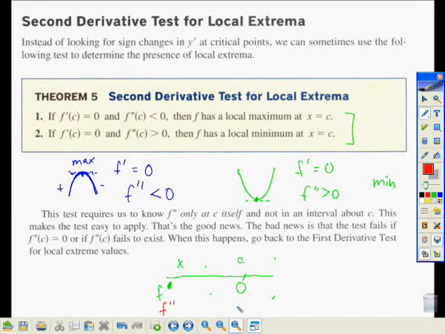If I get a positive number there, I know that this is curving up, and so I know that this is a minimum value. On the other hand, if I got a negative here, I would know that it's curving down. And so since I'm getting a 0 here, if it's curving down, it would have to be a maximum value.